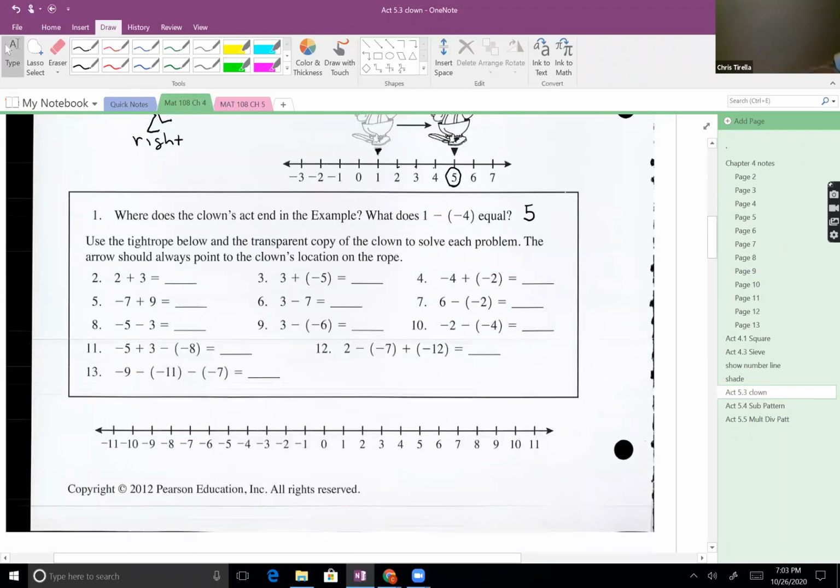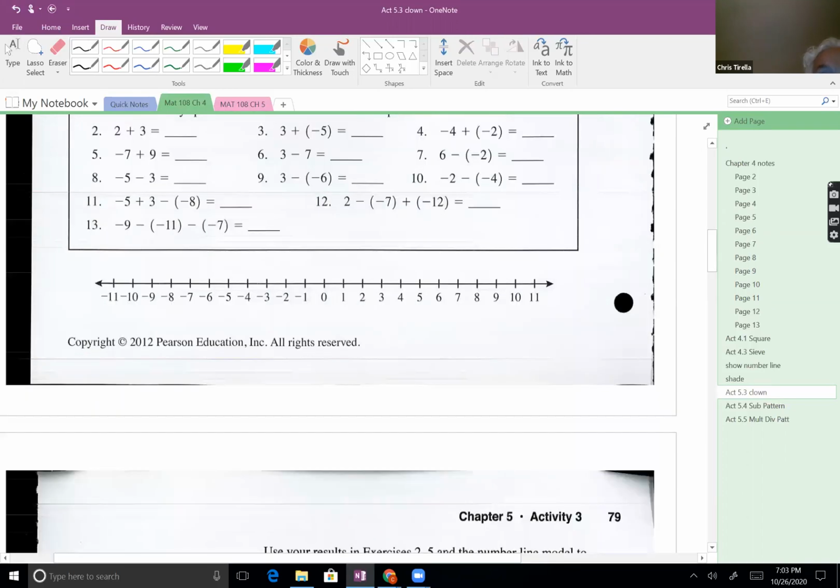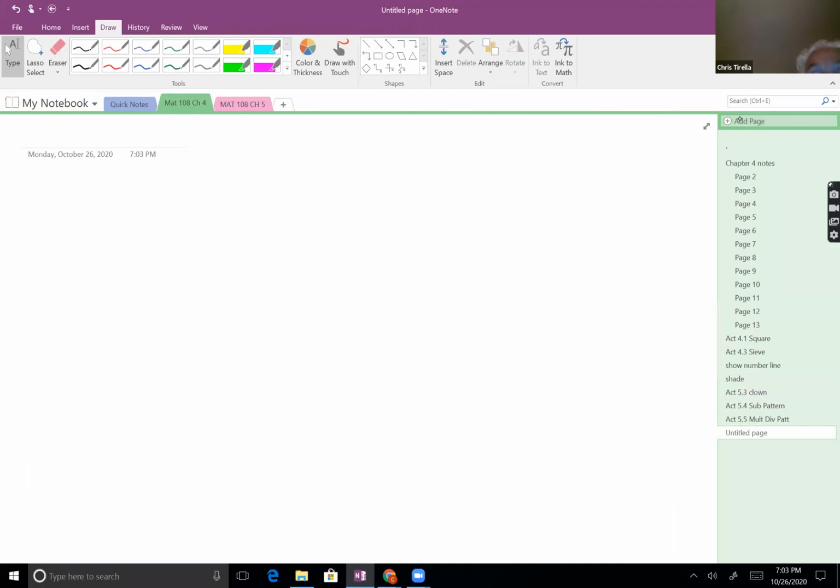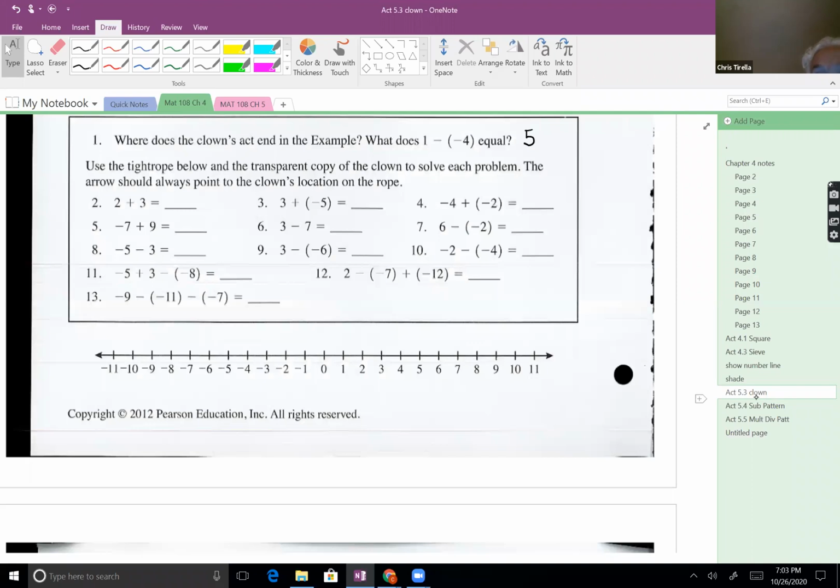I guess in order to do this, I'm going to insert another page. I don't have room here, so I'm going to have to insert another page after this. The next one that we're looking at is 2 plus 3.